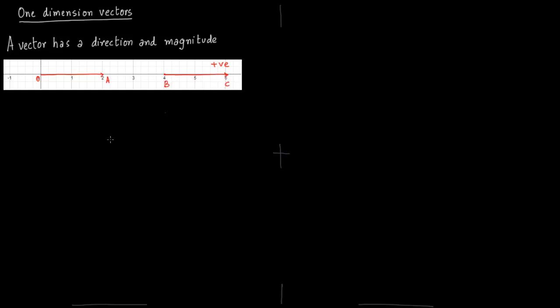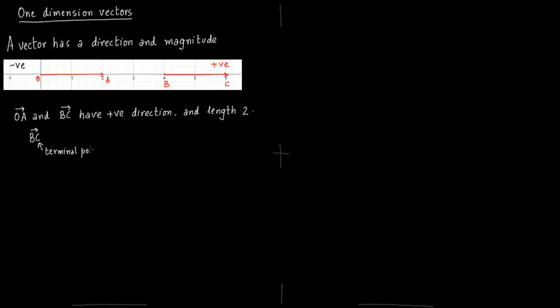Again, consider BC vector going from B to C, and length is 2. It goes from 4 to 6. Now OA and BC vector have positive directions. So we have chosen the positive direction. So we have chosen the right side as the positive direction. And length of these vectors is 2, which is the magnitude. The left side we will call the negative direction.